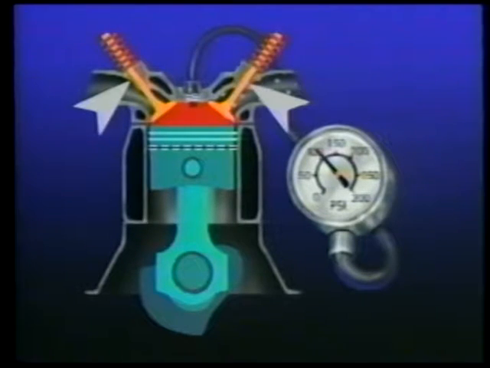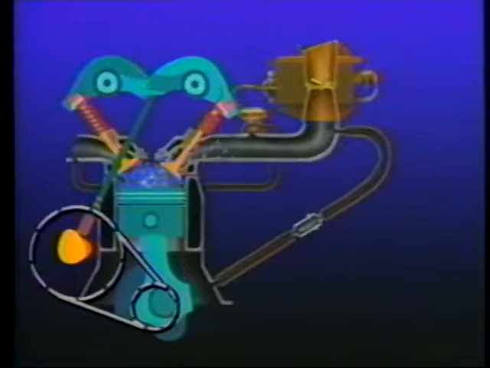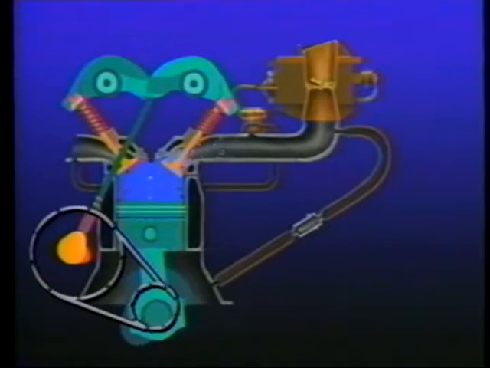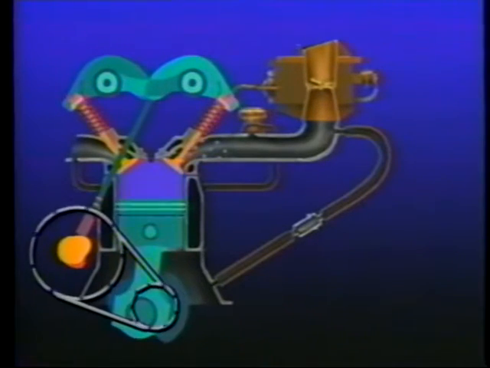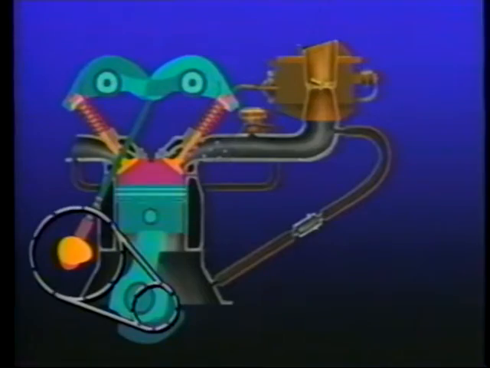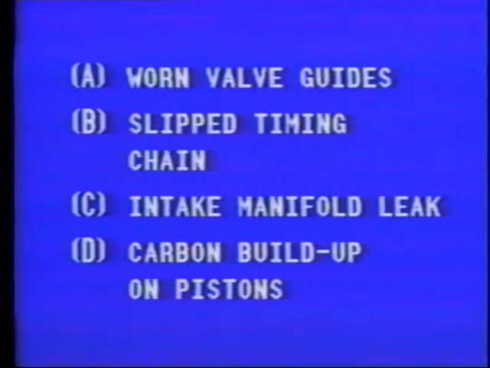Worn valve guides are not a usual source of low compression in all cylinders because it's unlikely that all the guides will wear evenly in an engine. A slip timing chain, on the other hand, will cause uniform low compression in all the cylinders due to altered valve timing. So the correct answer is response B, slip timing chain.